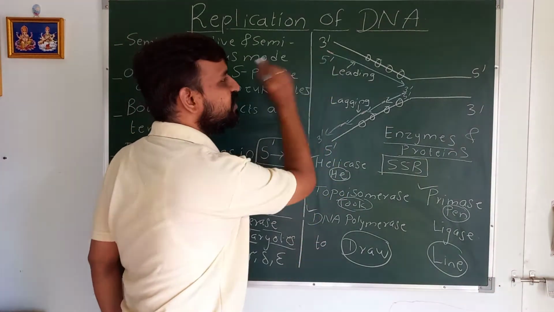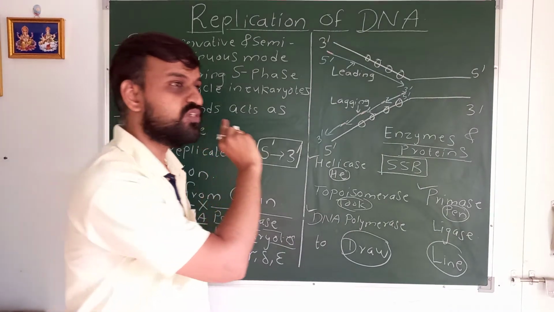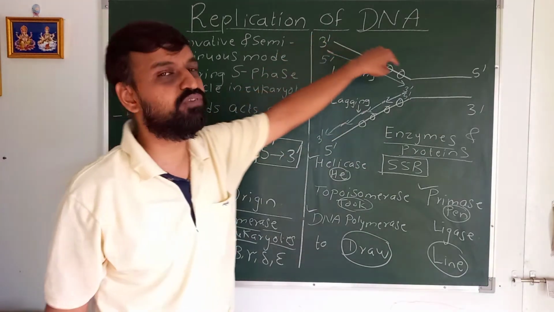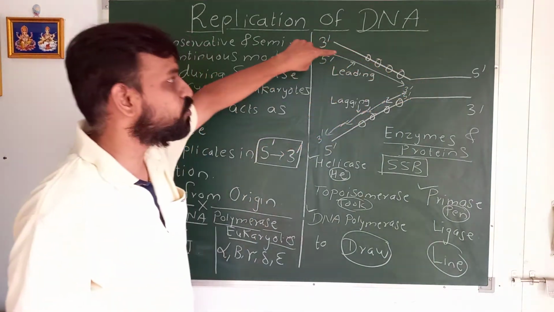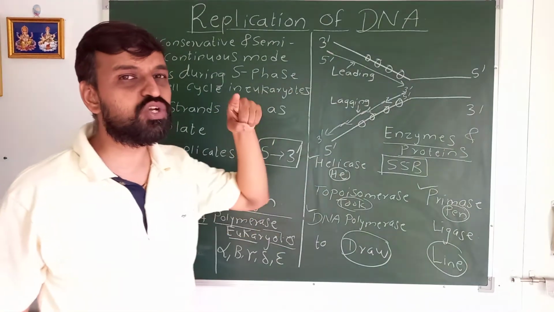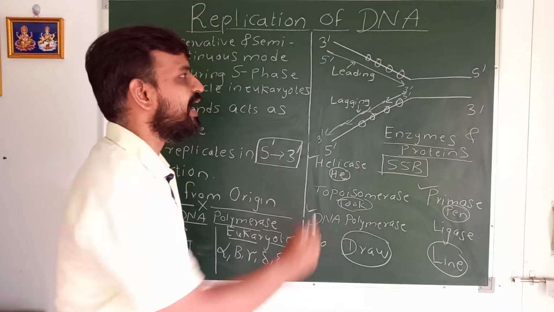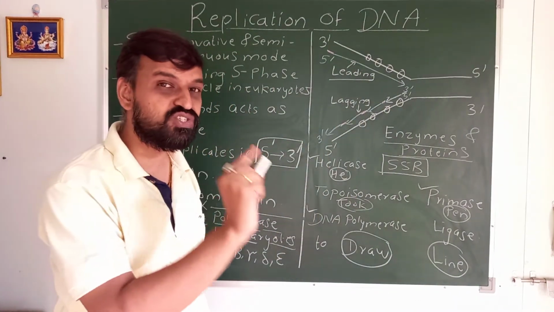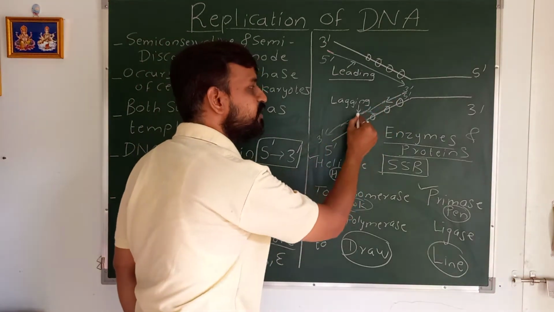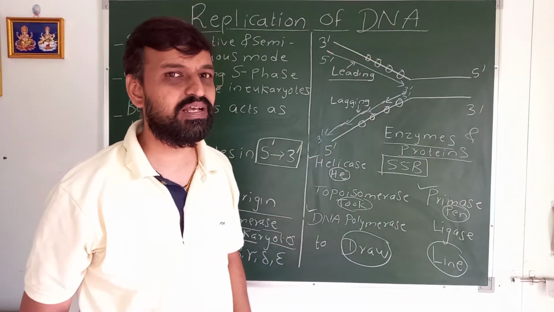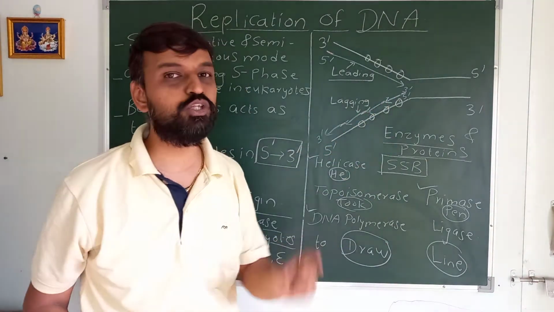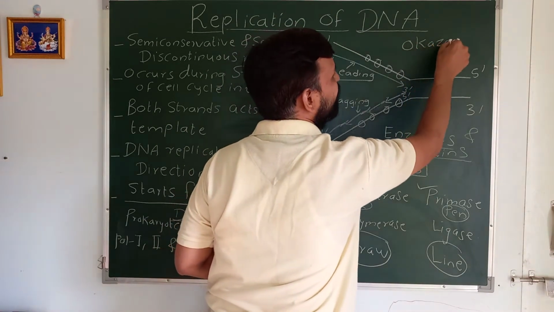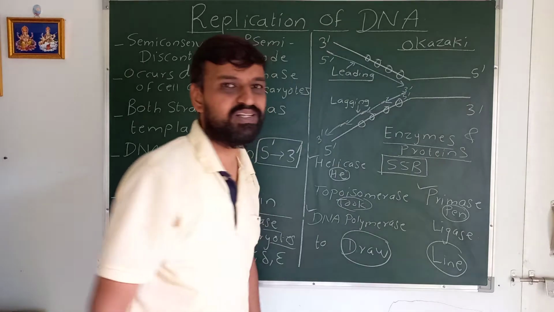So you can see here there is a continuous synthesis in this direction on the strand which is 3' to 5' acting as a template. So the strand which is synthesized continuously is known as the leading strand, and the strand which is synthesized in a discontinuous fashion, you know, dear students, these are the fragments which are known as Okazaki fragments in honor of the scientist.